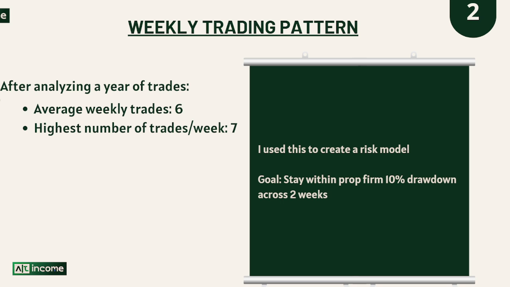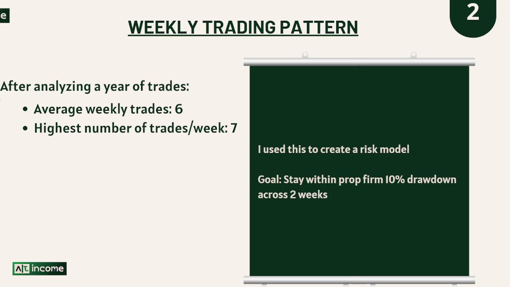Now I use this to create a risk model, and this is what I'm revealing to every one of you. When I say that I risk 0.7, you now understand why I risk 0.7. With this, if you get your own data, you will know the appropriate risk you should take on your account based on your own data. Now the goal is to stay within the prop firm 10% drawdown across 2 weeks. This will make me survive the 10% drawdown even within 2 weeks if I take 6 trades and all 6 trades move in losses.